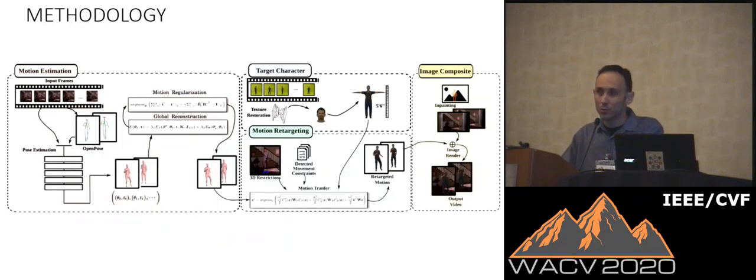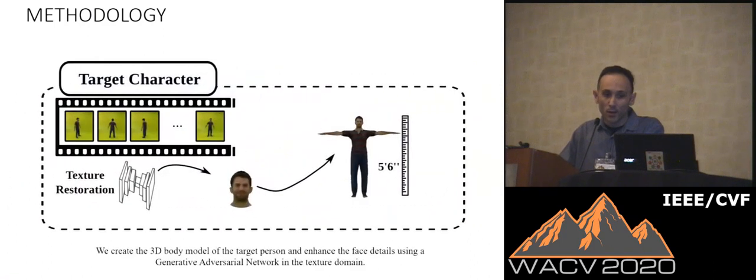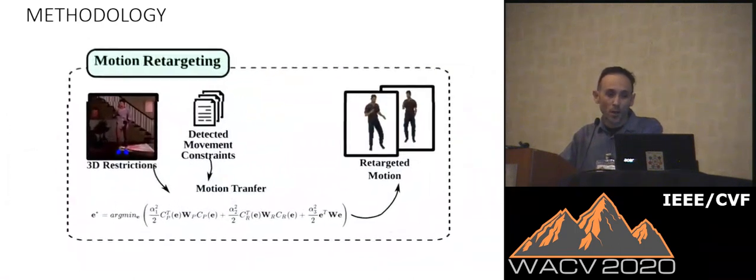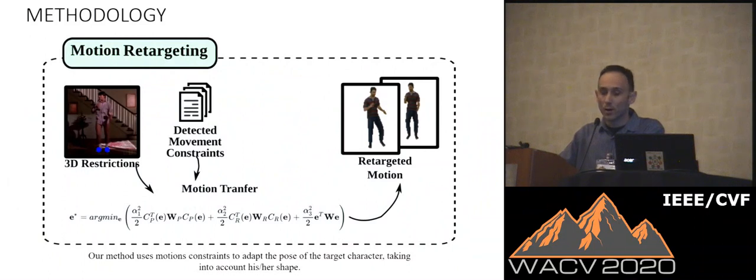So our methodology is composed of four main steps: the motion estimation, the target character creation, the motion retarget, and finally the image composition, where we put the target in the new scene. We created this three-dimensional model of the targeted person and enhanced the face detail using, again, training the texture domain. Then we transfer the motion, applying the motion constraints to adapt the pose of the target, taking into account his or her shape.